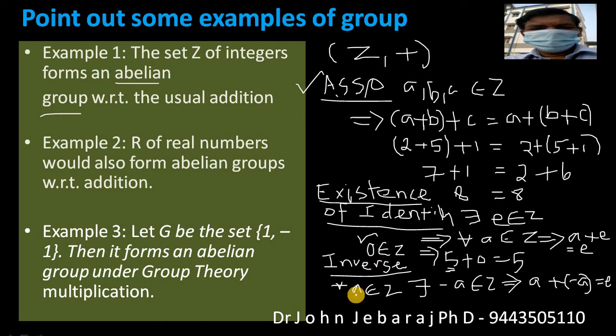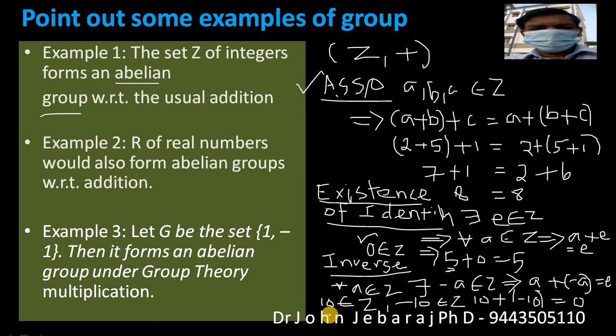Am I correct? Take for example 10. 10 belongs to Z. Am I correct? Yes. So 10 belongs to Z, and minus 10 also belongs to Z, because it is a set of integers. If you operate the binary operation on both of these, what will we get? 10 plus minus 10, you will get 0. What is the 0? 0 is the identity element. Am I correct?